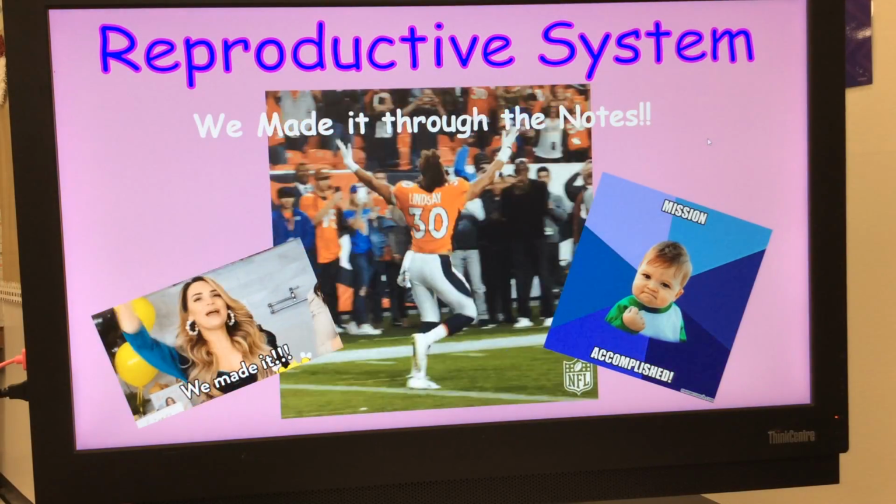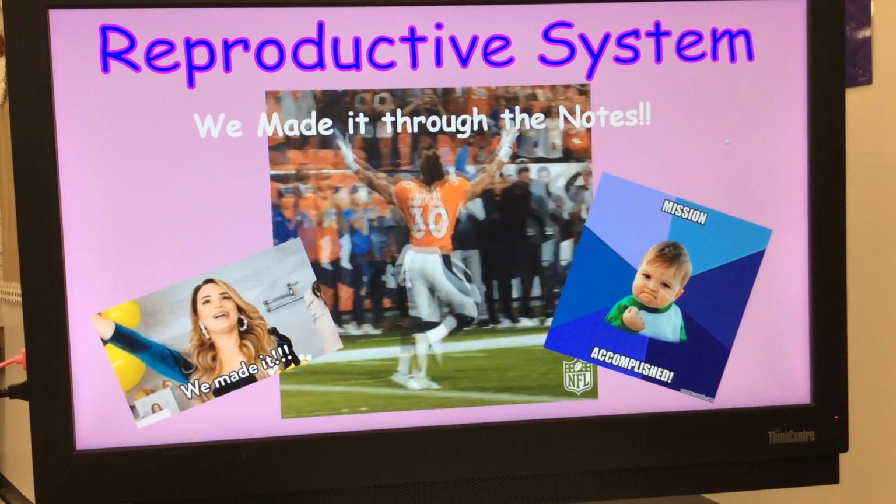That is the end of our notes on the reproductive system.